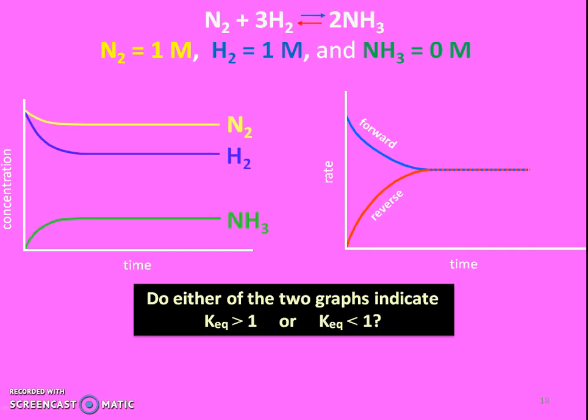So remember these two graphs. Do either of these two graphs indicate actually if the K eq is greater than 1 or less than 1? So again, pause the video and think about it. If they would give you a graph, could you say, looking at this information, is the equilibrium constant greater than or less than 1?